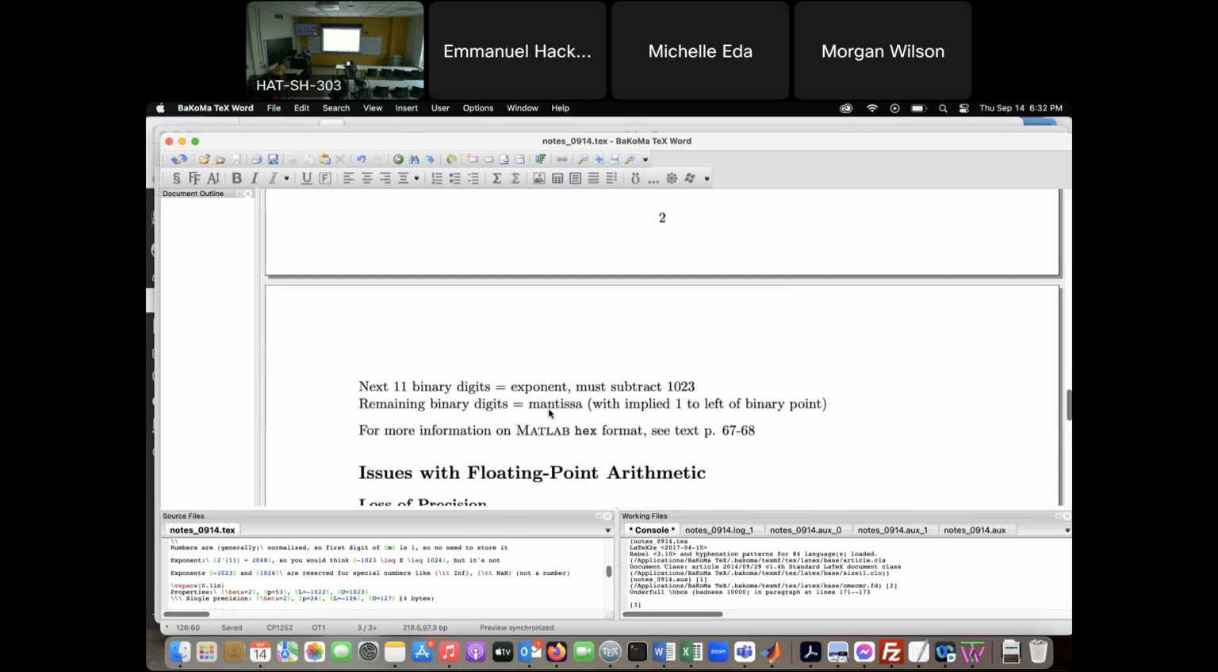I don't have a ton of time, but I do have some time to show format hex.